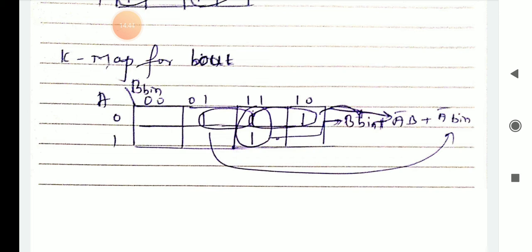So how are you going to write that one? First 0 is there, complement, you can write A bar. How are you going to write that B? Because on both sides Bin ones are there, here also 1 is there, so that's why you can write only B.